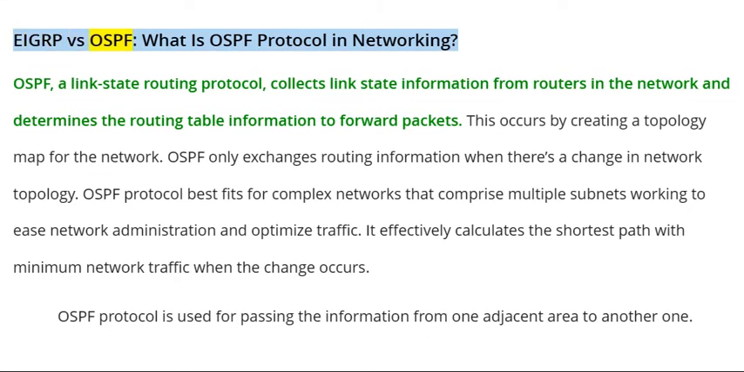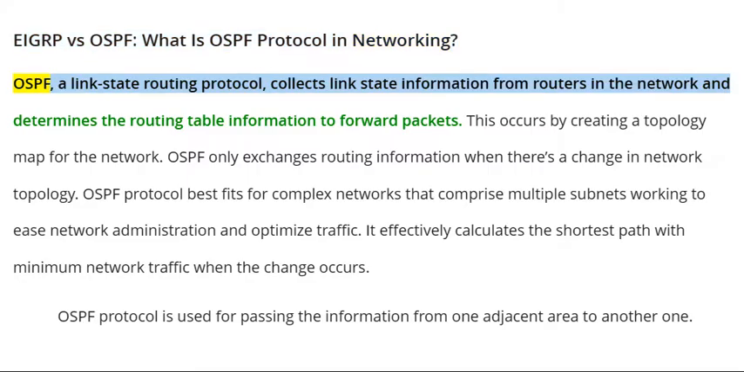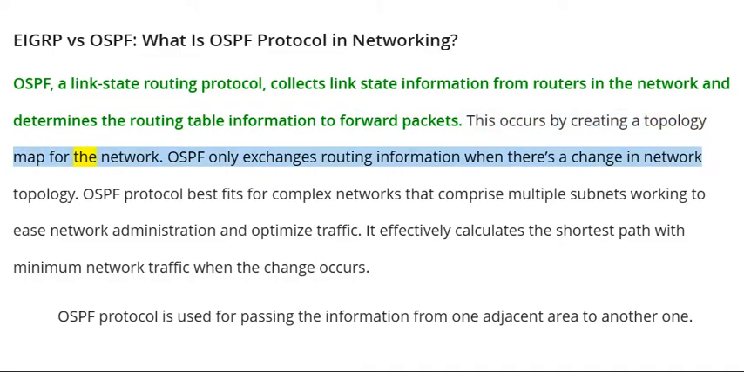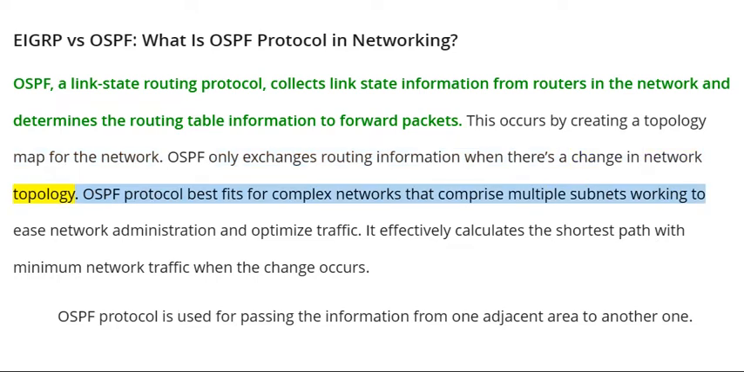EIGRP versus OSPF. What is OSPF protocol in networking? OSPF, a link state routing protocol, collects link state information from routers in the network and determines the routing table information to forward packets. This occurs by creating a topology map for the network. OSPF only exchanges routing information when there is a change in network topology.